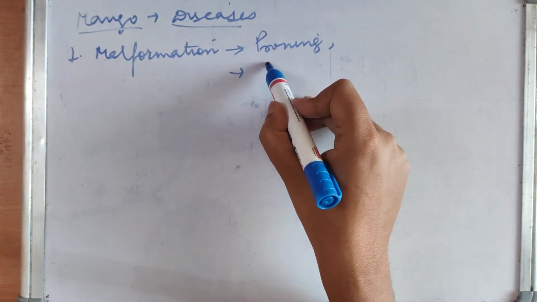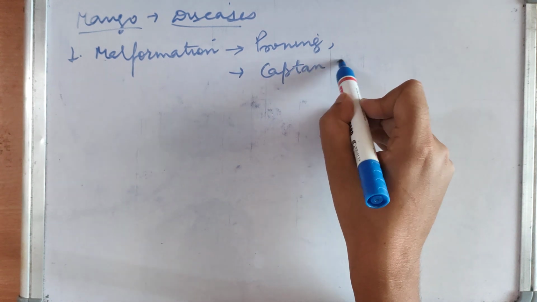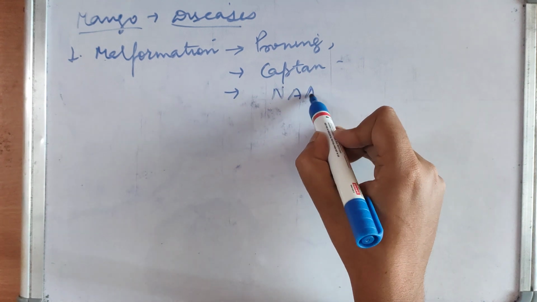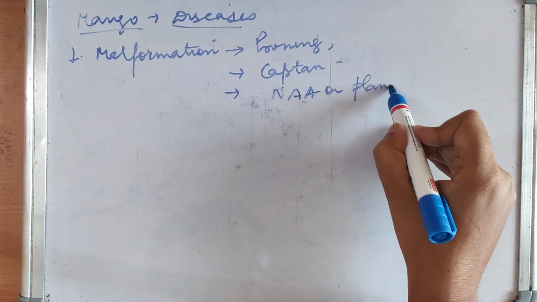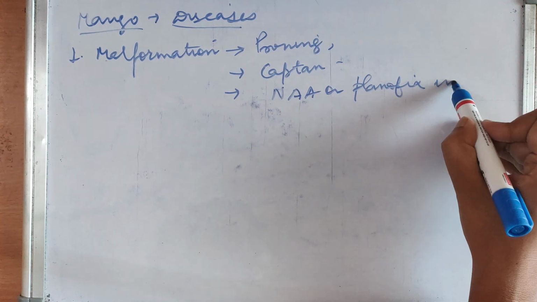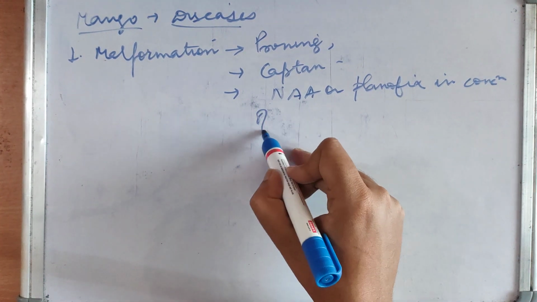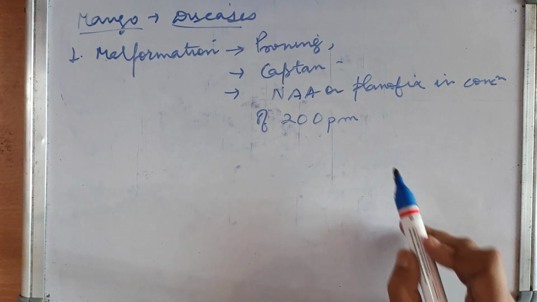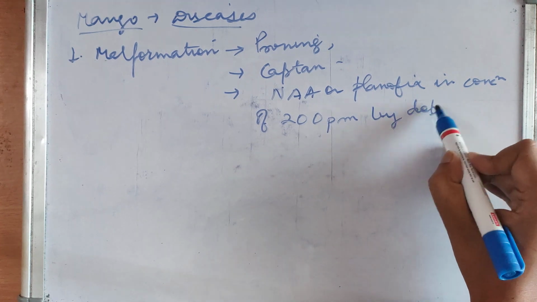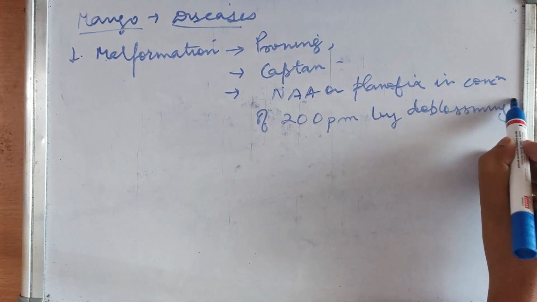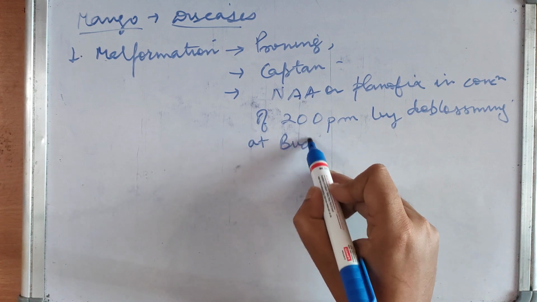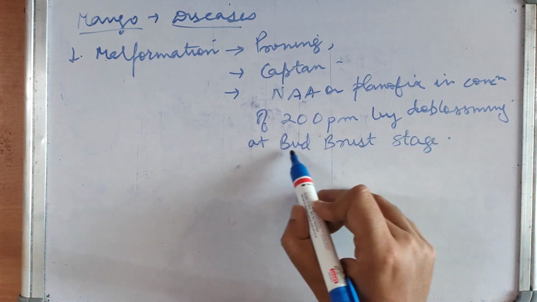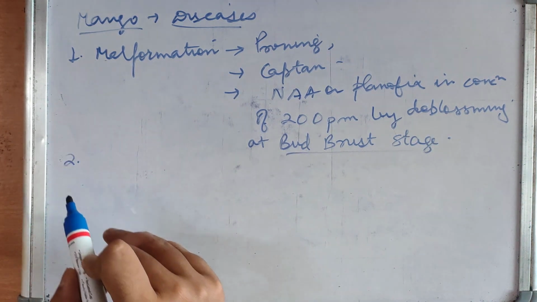We can spray captan. We can use NAA or Planofix in a concentration of 200 ppm by deblossoming at bud burst stage. When the bud is bursting, at that stage we will use it.